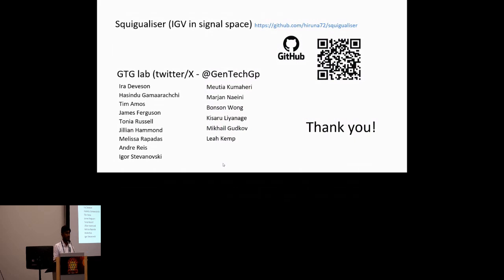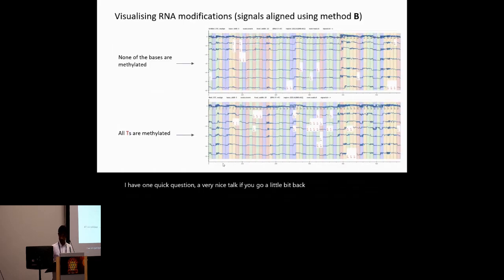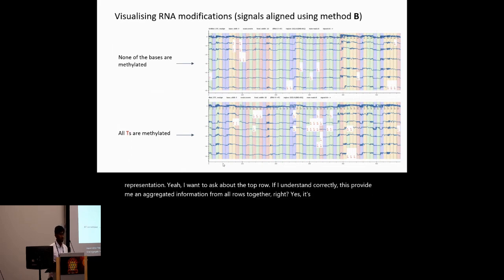I have one quick question. Very nice talk. If you go a little bit back into your visual representation, I want to ask about the top row. If I understand correctly, this provides me aggregated information from all rows together, right? Yes, it's just an overlap of all the signals. So that's what I wanted to ask, whether it's just pure overlap or whether you do something more interesting. Okay, sounds good. Thanks.